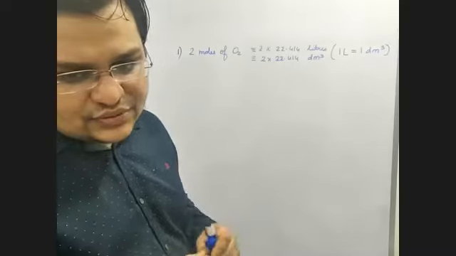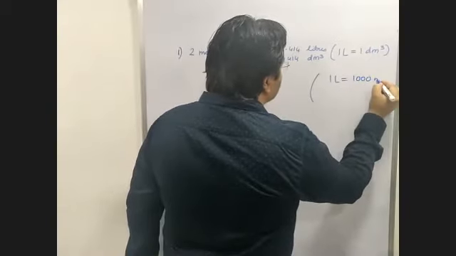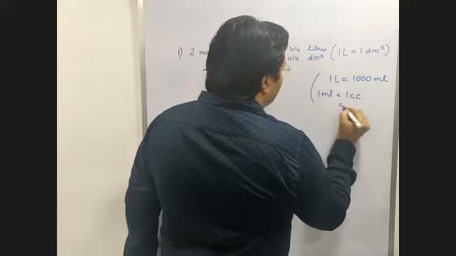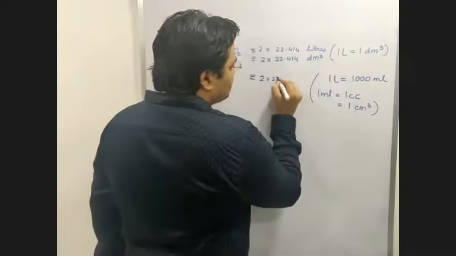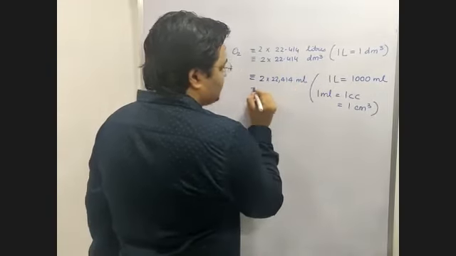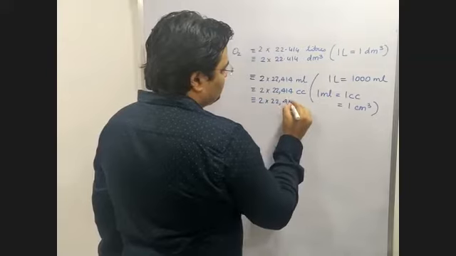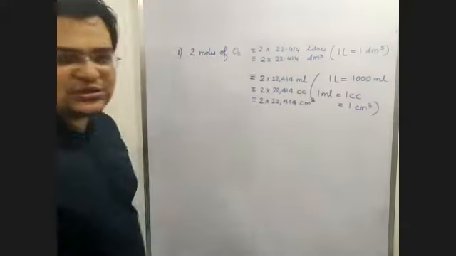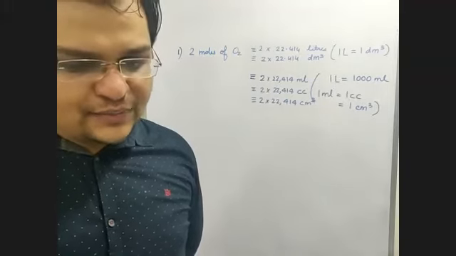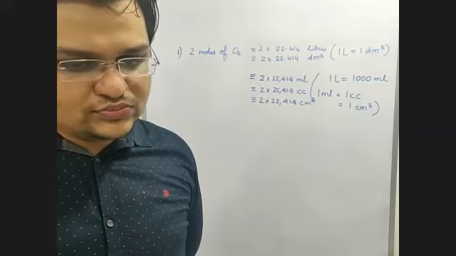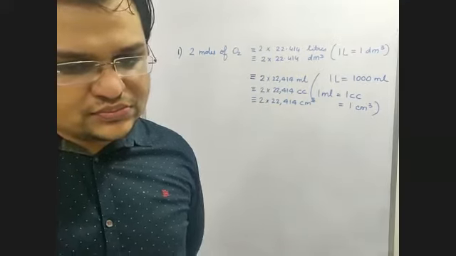Next, I can also say, I know this conversion, 1 liter is equal to 1000 ml. And 1 ml is equal to 1 cc is equal to 1 centimeter cube. So I can say it's basically 2 into 22,414. Did you understand all the units? Is this clear? Are the units also clear to you? Rishi, are the units clear? Shivam? Let's go to the next question.